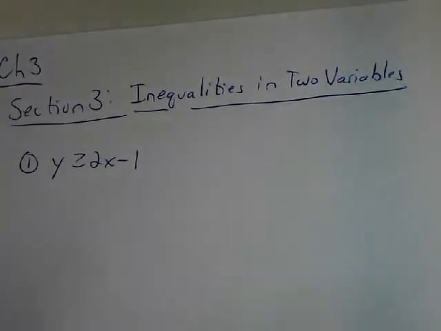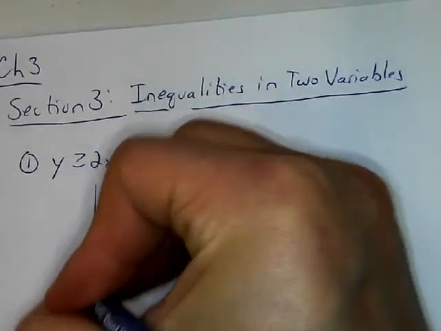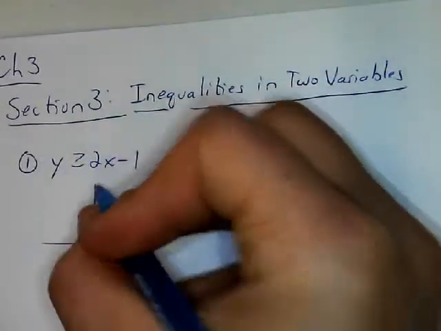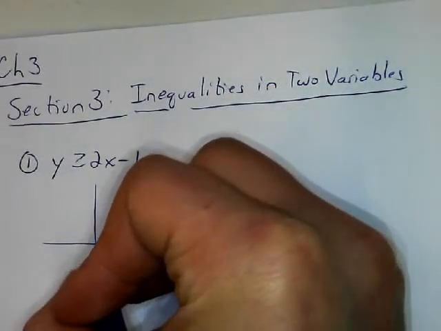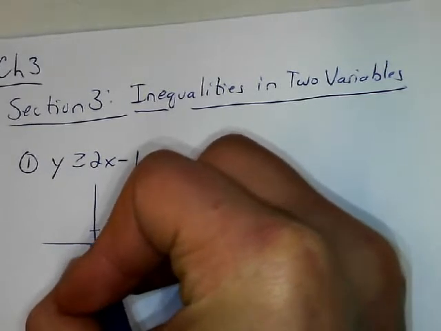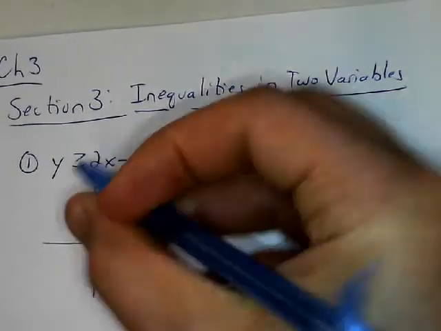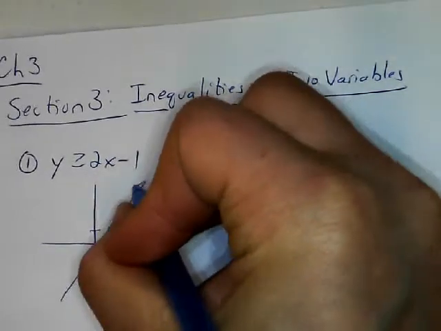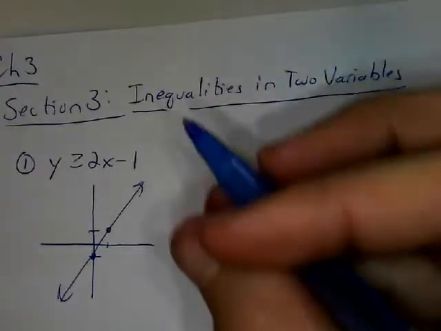Again, the difference between this and the past two sections is that now you have two variables, y and x, so we have to graph this in a coordinate plane. First and foremost, we can graph this line. It has a y-intercept of negative 1, up 2, over 1. And there you go.